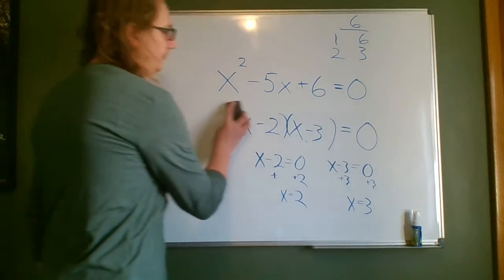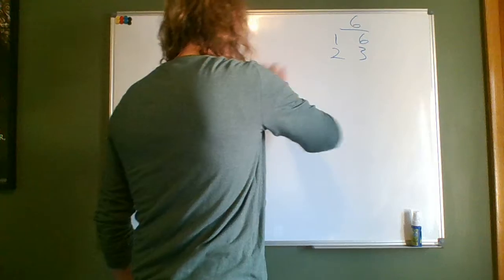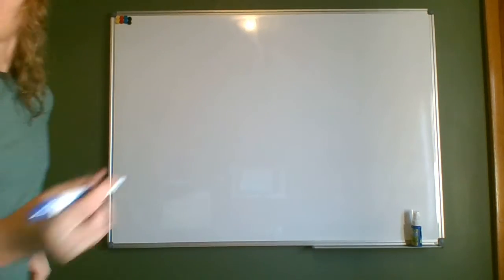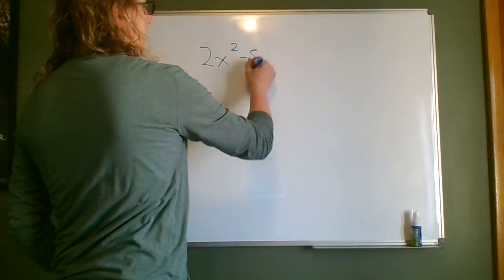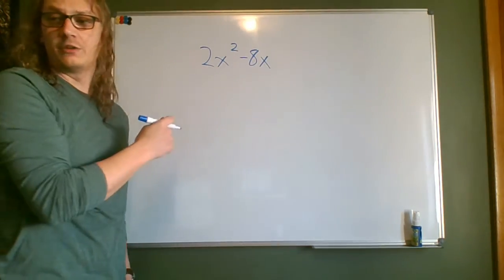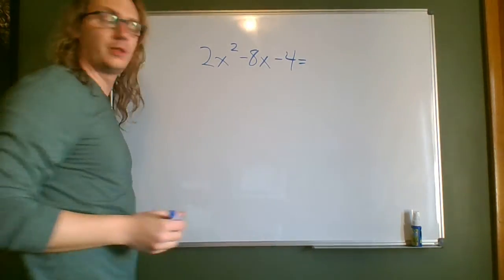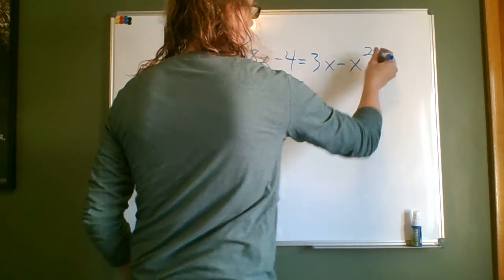Now, what do you do if I give you a problem that does not equal 0? Such as, let me see, where's one? There it is. 2x squared minus 8x. So this is going to be some of the trickier factoring we've dealt with, because we've got that coefficient out front. Minus 4 equals 3x minus x squared.